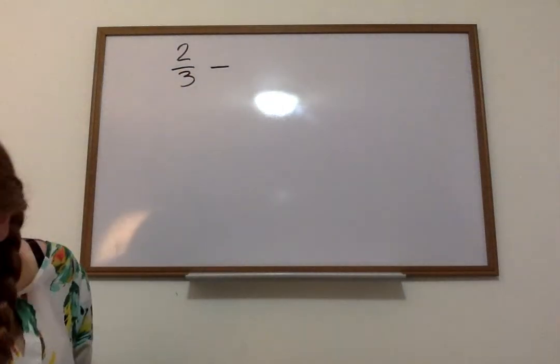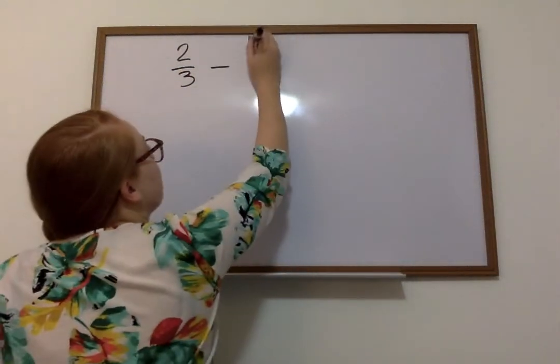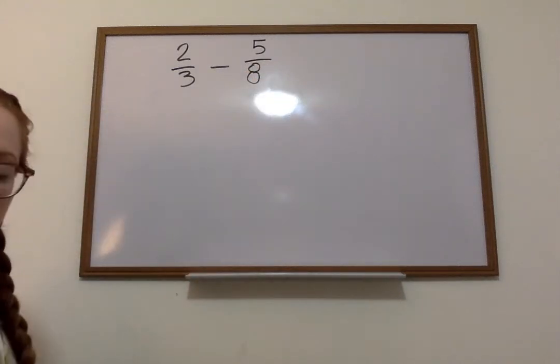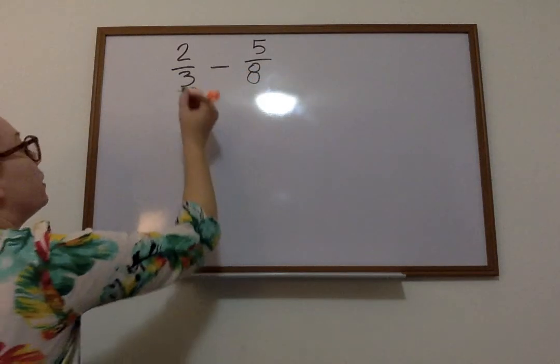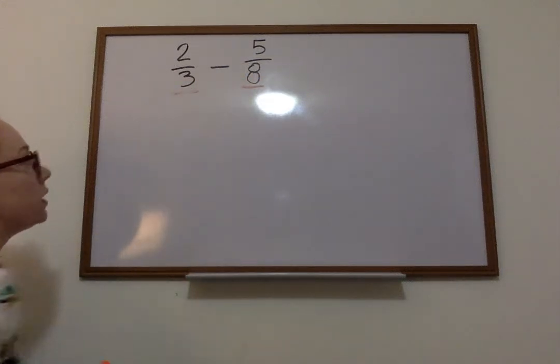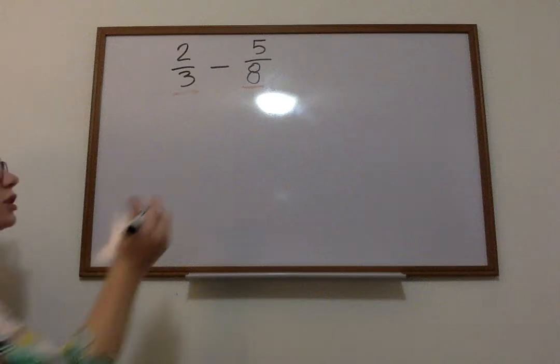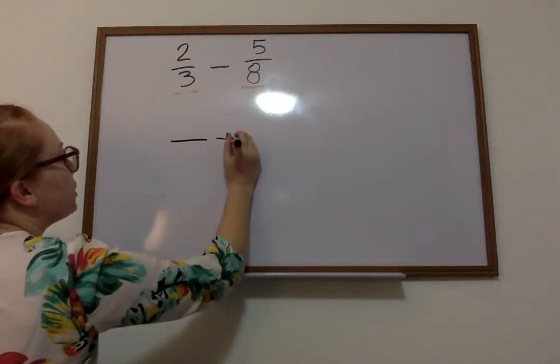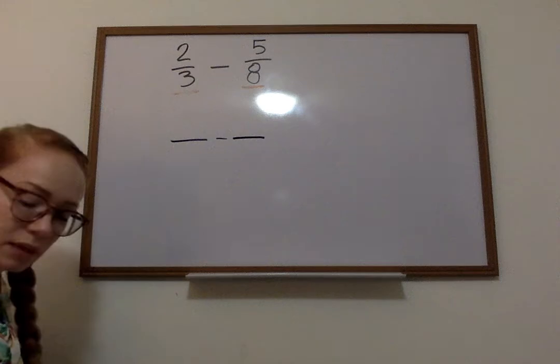2/3 minus 5 over 8. When I want to add and subtract fractions, my denominators must be the same. I have a 3 and I have an 8. Well, this isn't going to work. I need to figure out what my new denominators are going to be. I'm going to set up my fraction bar, bring down my subtraction sign, set up my other fraction bar.